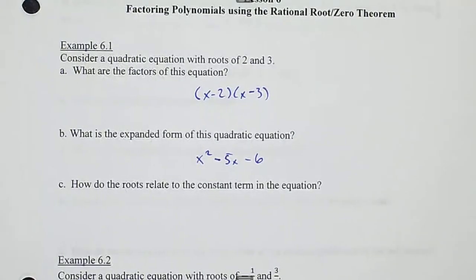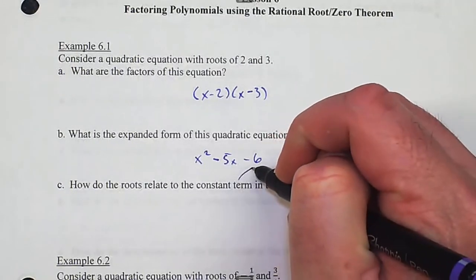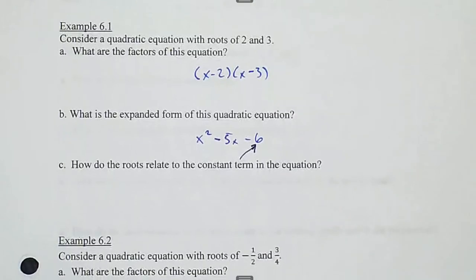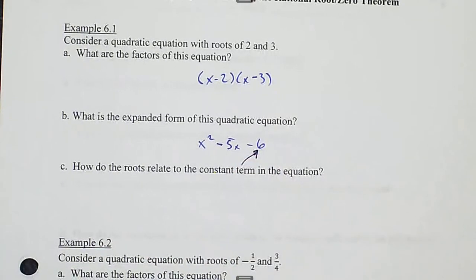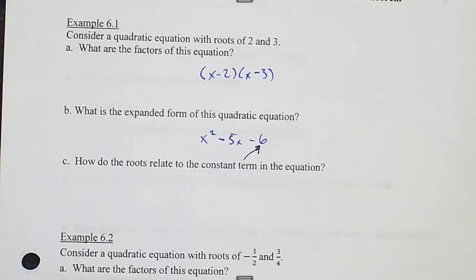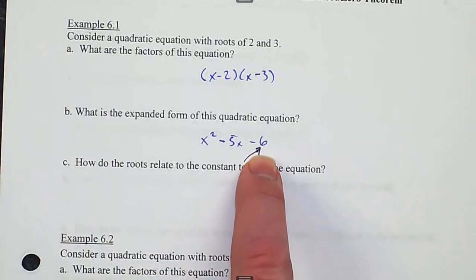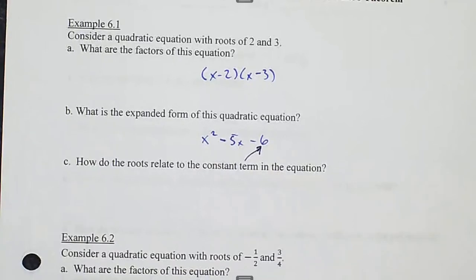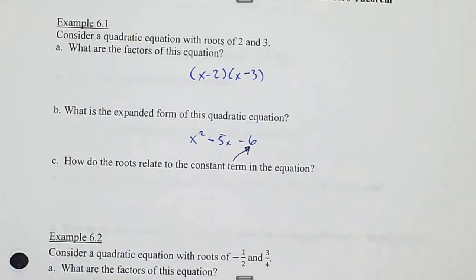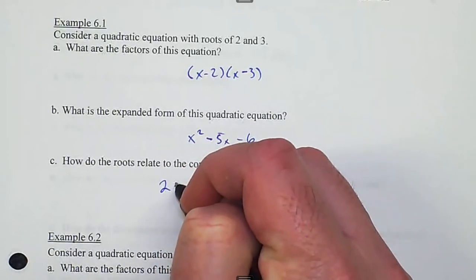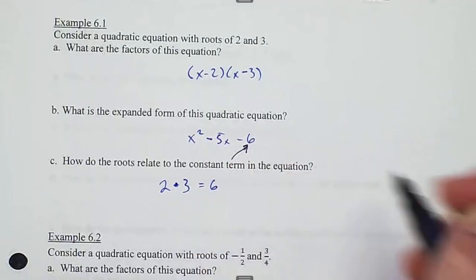So my question is, how do the roots relate to the constant term in the equation? What I mean by that is this term right here. So how do the roots relate to that? They multiply together to make it, don't they? Right? And let's go generally. I'll say that they have to divide that, don't they? They need to divide 6. But for here we could say 2 times 3 is equal to 6.